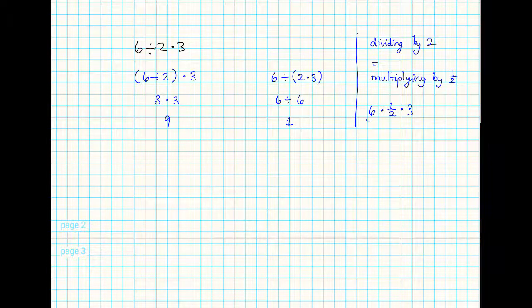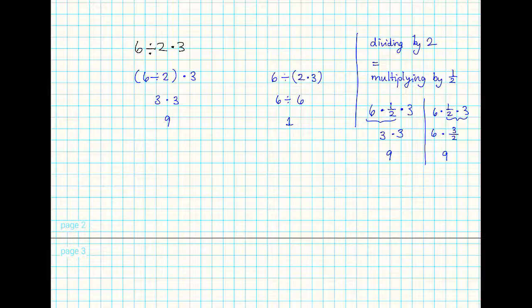So if I wanted to do 6 times 1/2 first, 6 times 1/2 is 3, and then I would multiply that by 3 to get 9. Or if I wanted to do 1/2 times 3 first, that'd be 3/2. Multiply that by 6, and that is still 9. Okay?